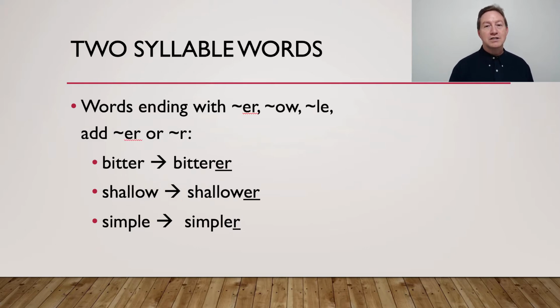Other two-syllable words are different as well. So two-syllable words that end with ER, OW, or LE, we just simply need to add an ER, or sometimes just an R for the LE examples. Let's look at these examples. So bitter, something that's not sweet, bitter becomes bitterer. Shallow, something that's not deep, shallow ends with OW, so we just add ER, it becomes shallower. And simple, simple ends with LE, all we need to do is add an R to become simpler.